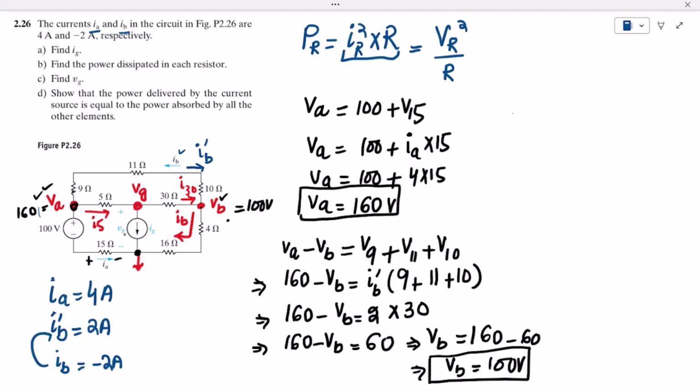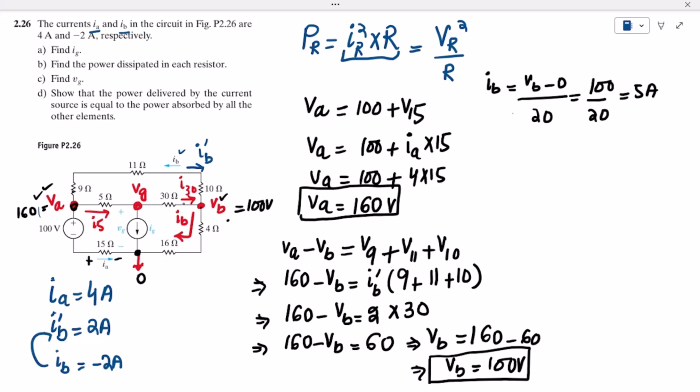These voltages are known. Now when this voltage is known, this is 0, we can find out this current, which is IB. That would be the potential difference divided by the resistors. So the value of IB is what? That is VB minus 0 divided by the resistances, which are 4 plus 16, 20. So the value is 100 divided by 20, so that is 5 amperes. So the value of IB is 5 amperes.